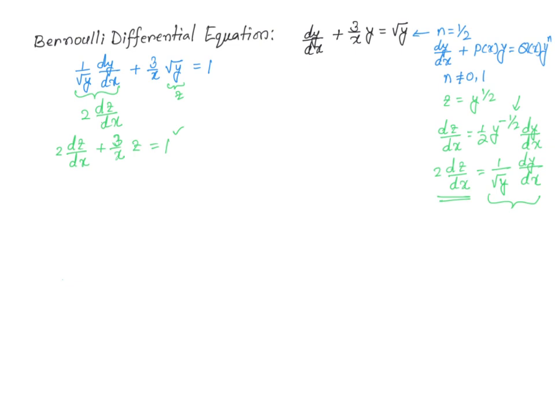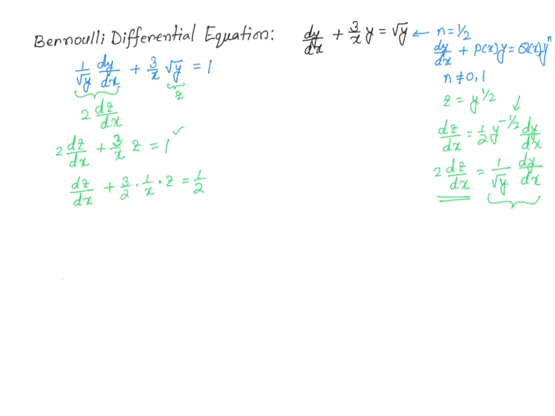I'm going to go ahead and divide both sides of this equation by 2, and that's going to give me dz over dx plus 3 over 2 times 1 over x times z is equal to 1/2. Now this is a first-order linear differential equation that I could solve by using integrating factor.